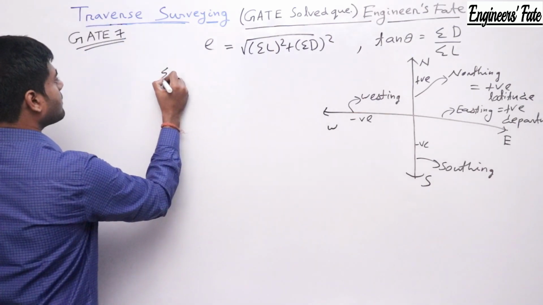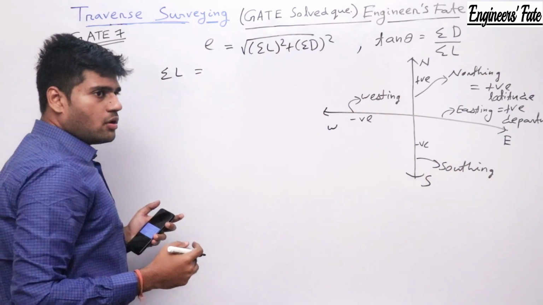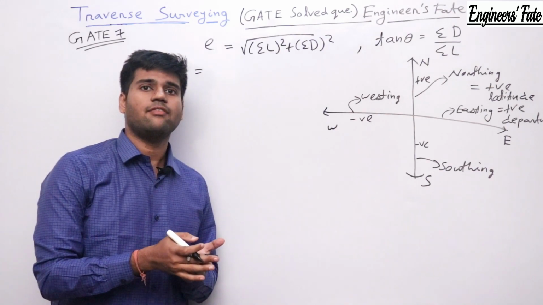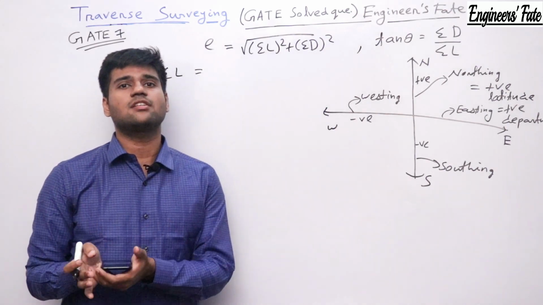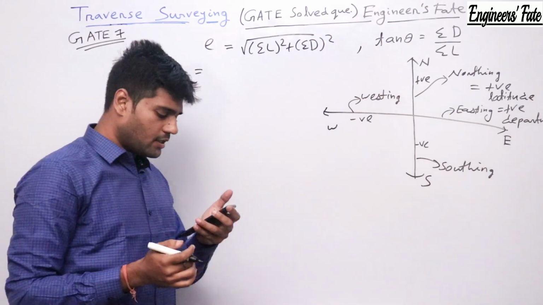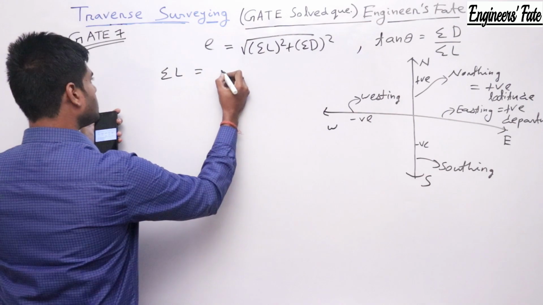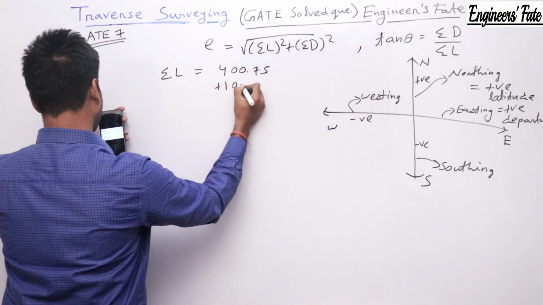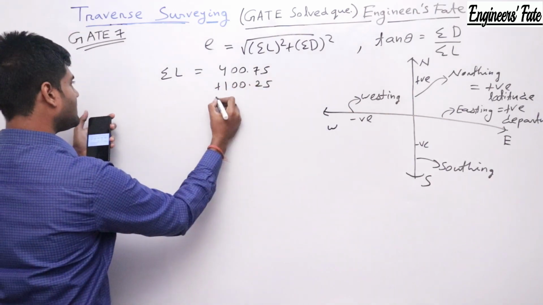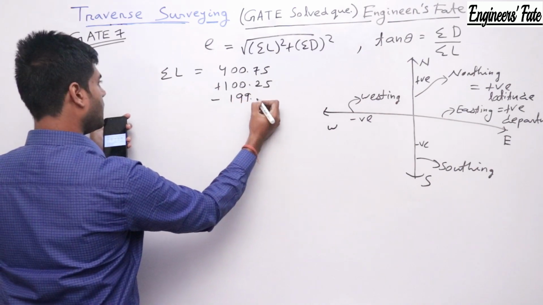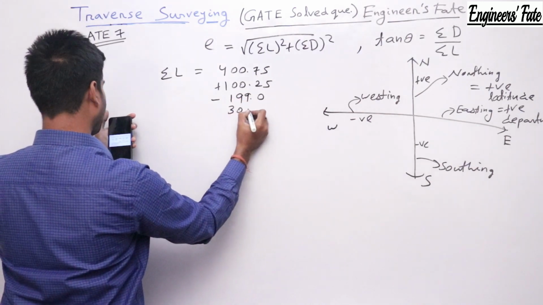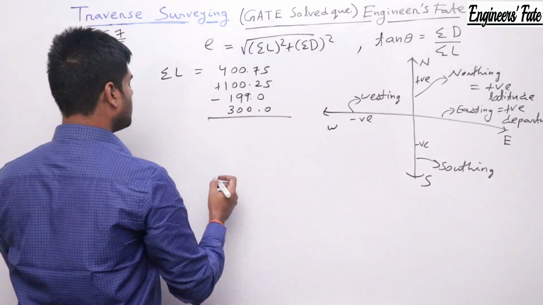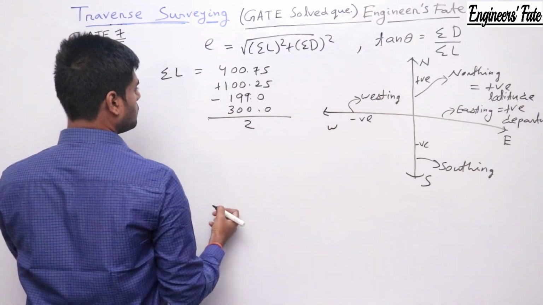So what is the summation of latitude? We know for a closed traverse the summation of latitude should be 0, but if I am having a closing error, the summation of latitude will give me some error. So northing means positive, so 400.75 plus 100.25, then southing means negative, so minus 199.0 and 300.0. If I add the summation of latitude, that will give me 2 meters.